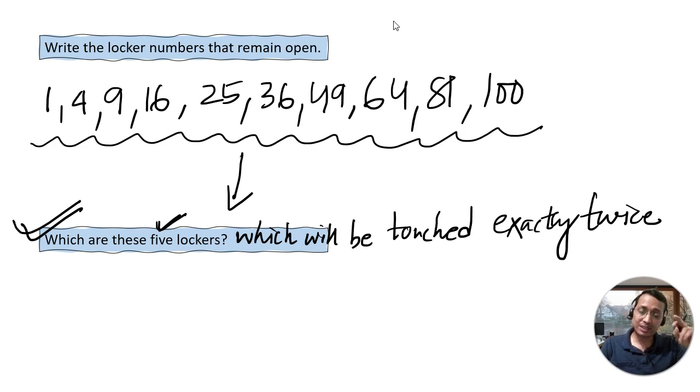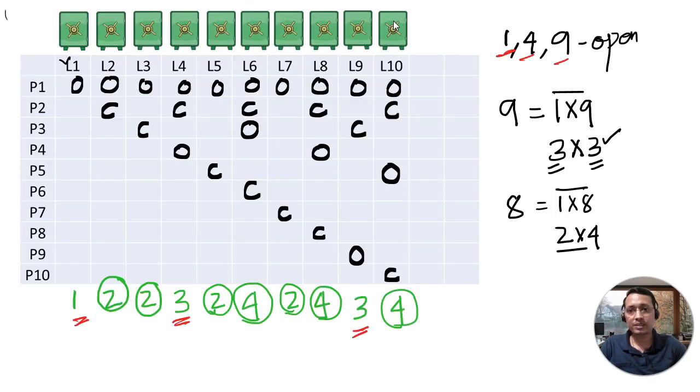So what are the first 5 prime numbers? That will be the code to unlock. Let's go back. What are the first 5 prime numbers? 1? No. 1 is not a prime number, right? 1 is a special number. 1 doesn't have 2 factors.